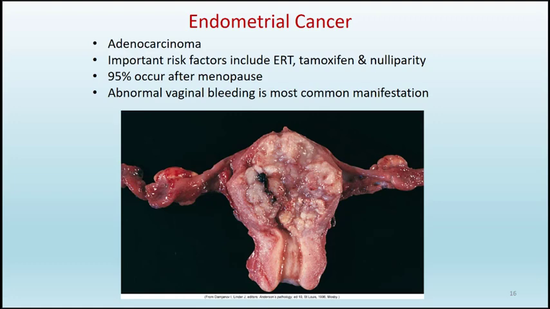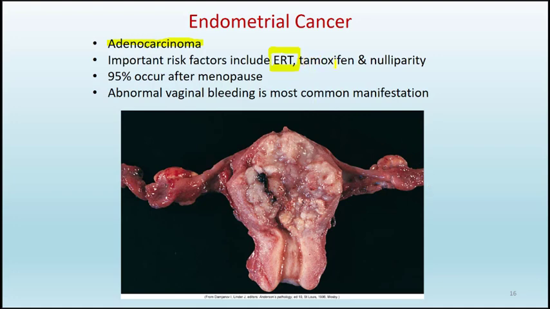So the first cancer that we'll talk about is endometrial cancer, so cancer of the uterus. And the most common is an adenocarcinoma. Remember that the term carcinoma is referring to a cancerous tumor of epithelial cells, and in this case, glandular. Important risk factors include estrogen replacement therapy. So this can be given post-menopause in order to help combat some of the signs and symptoms that women experience. And this is problematic when certain organs such as the uterus are exposed to it.